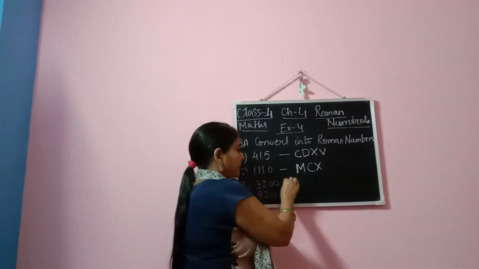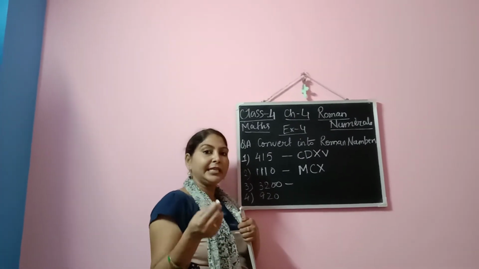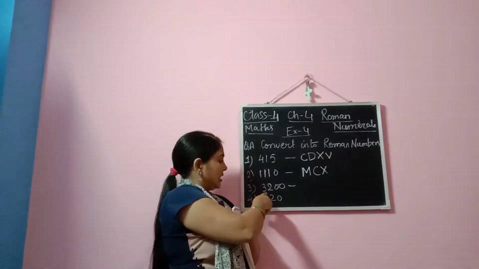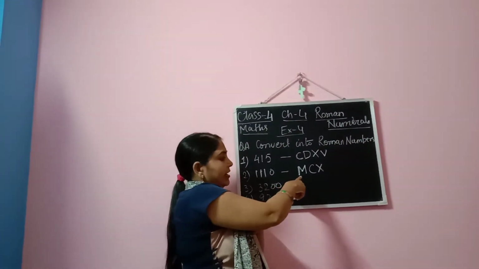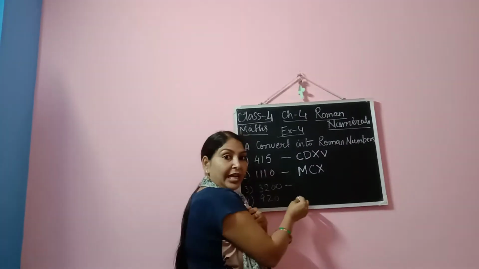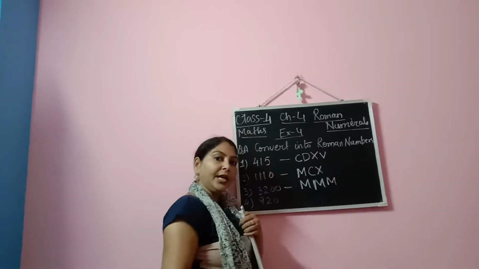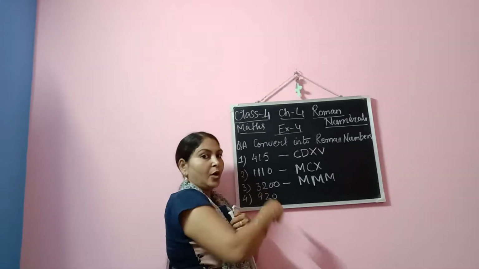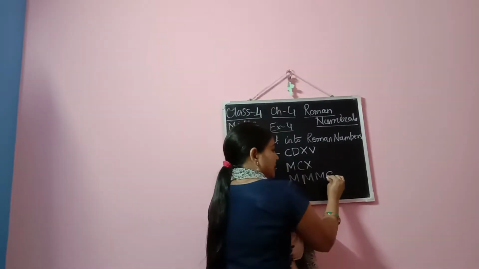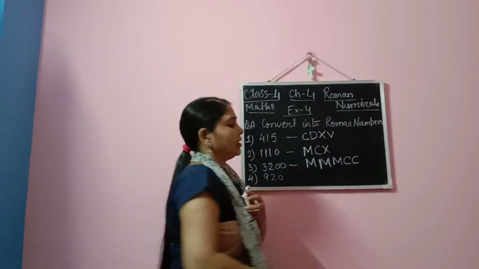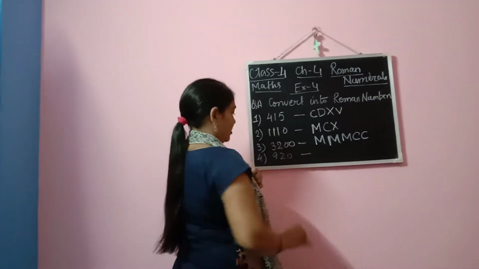Then we move to the next one, 3200. In the rules we have learned that any symbol can be repeated twice or thrice. For 3000, we can easily repeat M three times. After that, 200: how to write 200? Two times C, since C can be repeated. So this is 100 and one more 100. So triple M, double C. This is 3200.